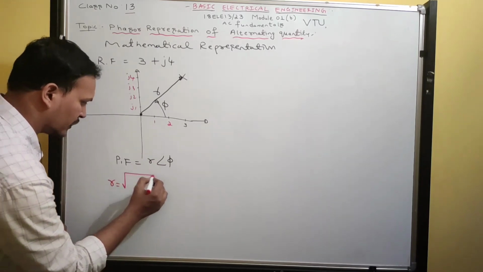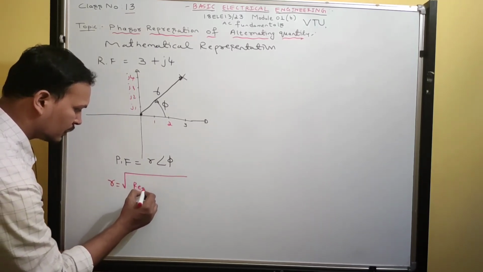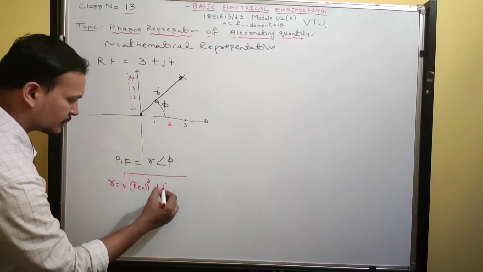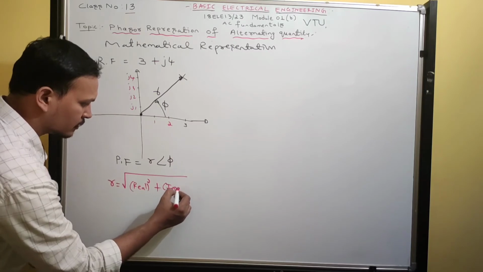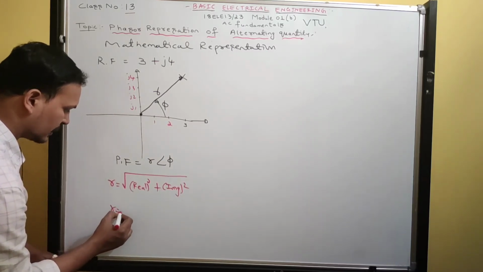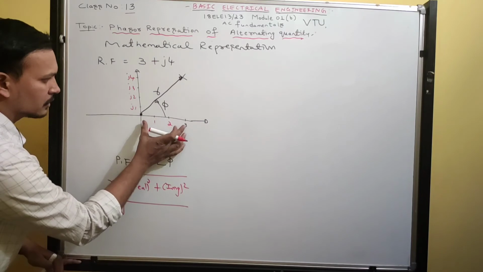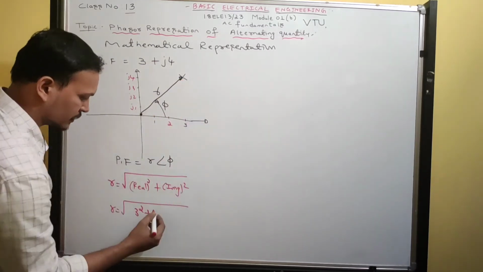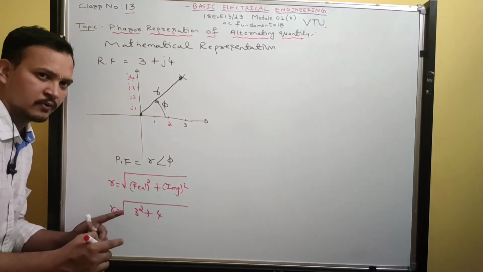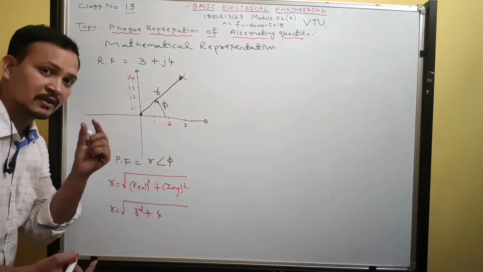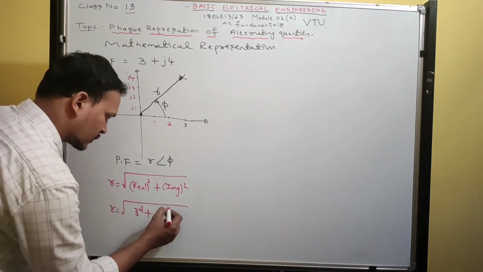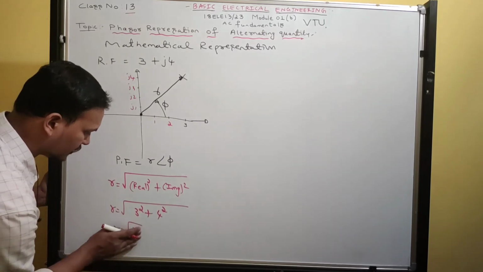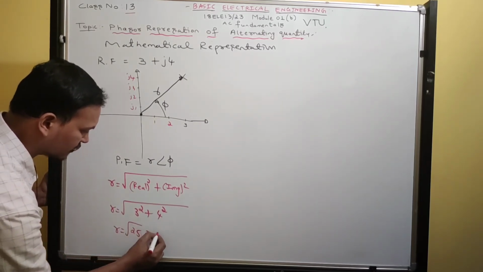To compute R, we have a formula: the real part squared plus the imaginary component squared. What is the real part? 3, so 3 squared, plus the imaginary part squared. You don't write j4 whole squared; you take only the imaginary value 4. So 4 squared. You will get R equal to root of 25. What is root 25? 5.